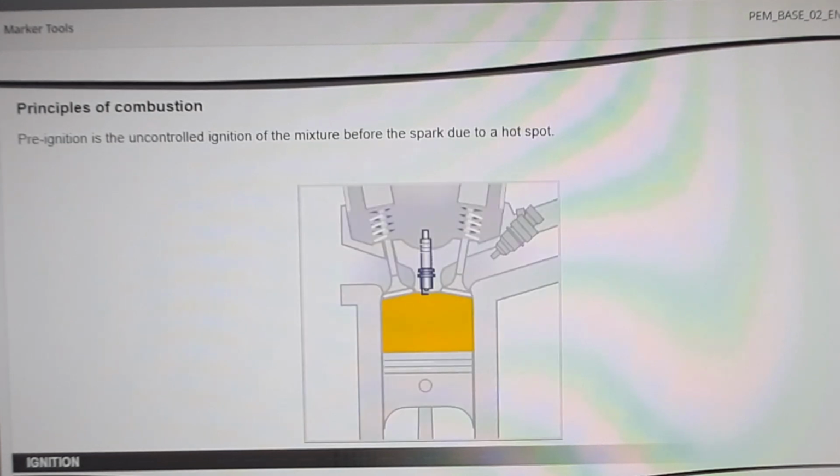Pre-ignition is the uncontrolled ignition of the mixture before the spark. This occurs on contact with a combustion chamber hotspot. This hotspot may be due to too hot a sharp edge, spark plug electrode, or exhaust valve.